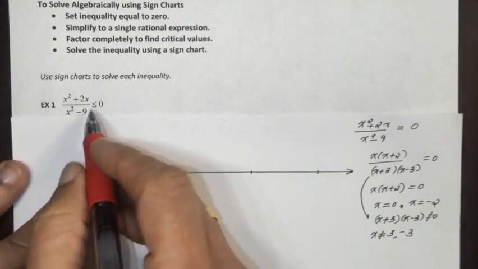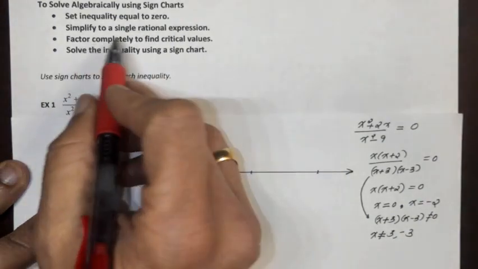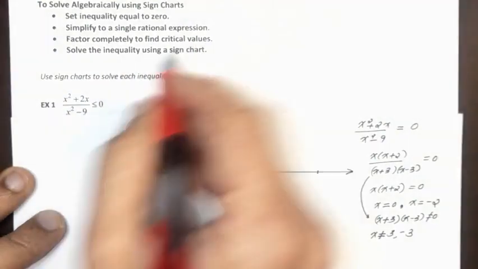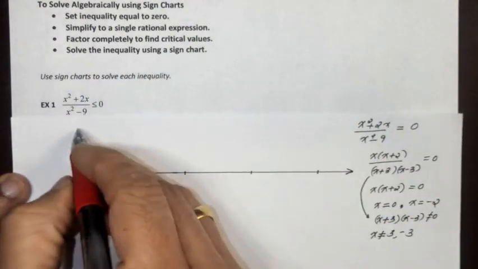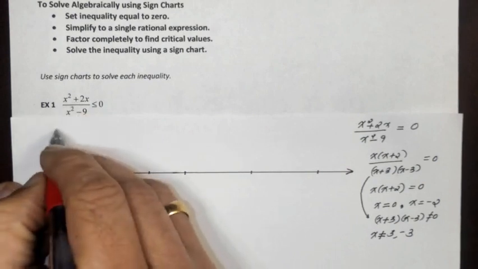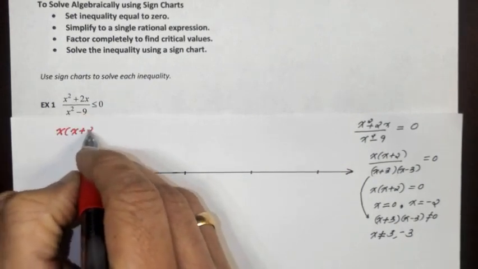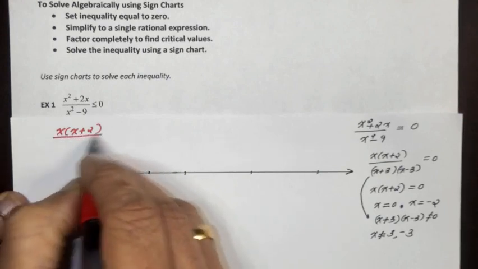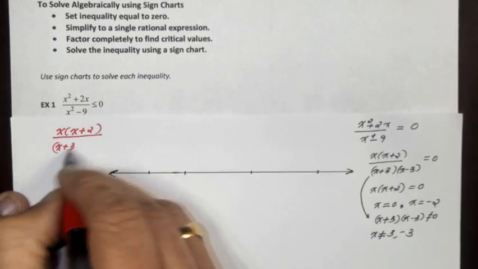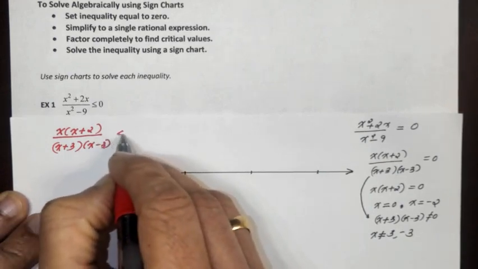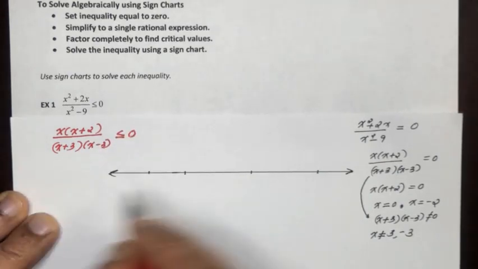So let's come back. Let's simplify to a single rational expression. We don't have to worry about it. It's already a single rational expression. Factor completely. As we did here, the numerator can be factorized into x times x plus 2 divided by x plus 3 times x minus 3, and that is going to be less than or equal to 0.